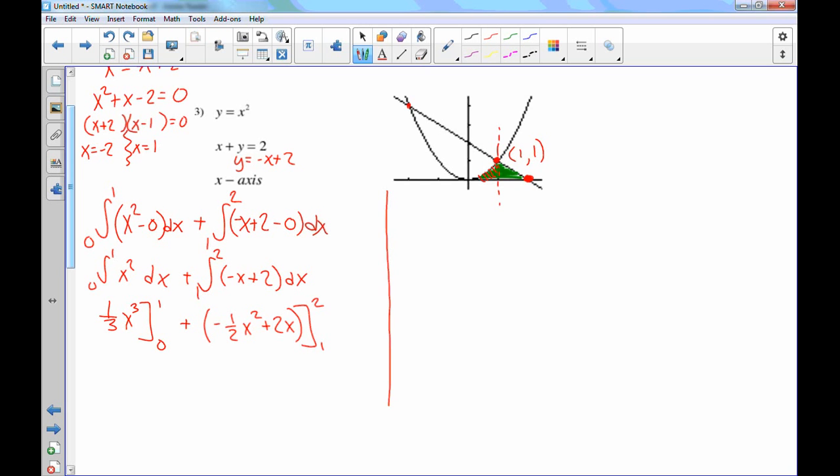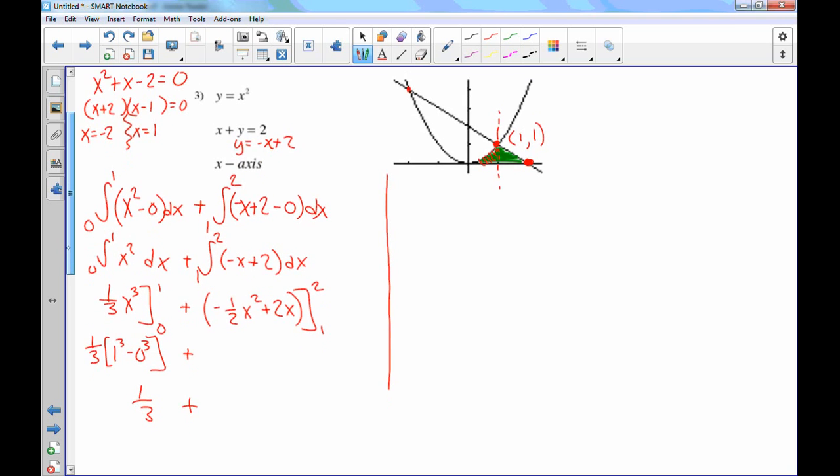So you plug both of them in. Upper minus lower, 1 cubed minus 0 cubed. Is it okay if I pop the 1/3 out front and just multiply it? Yeah, that's just a multiplier. So that just becomes 1/3.